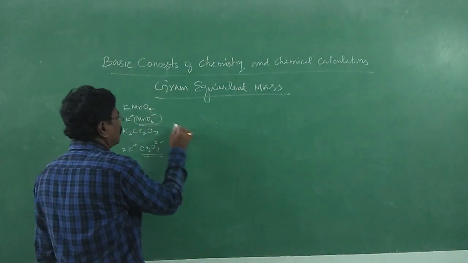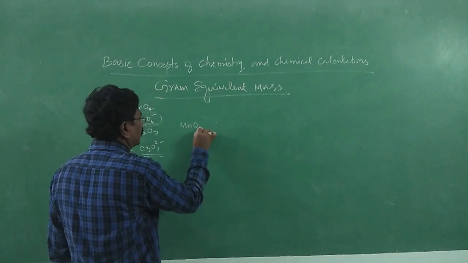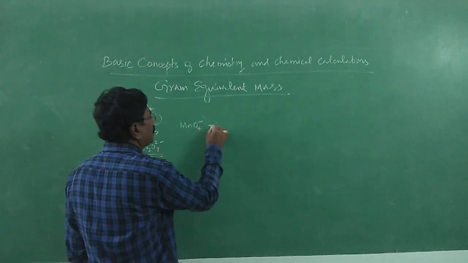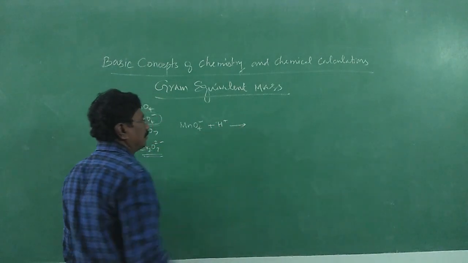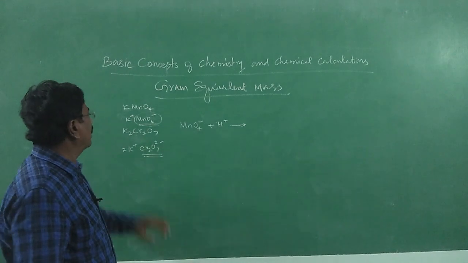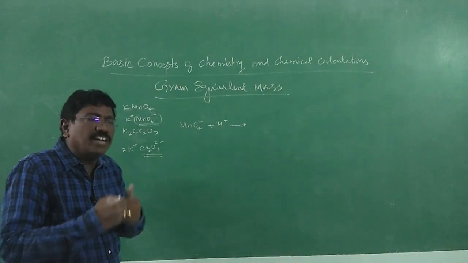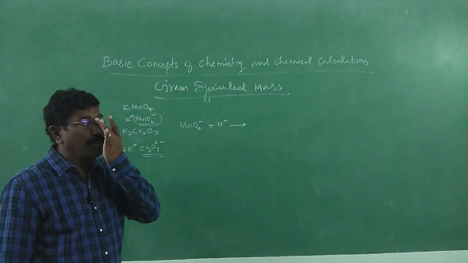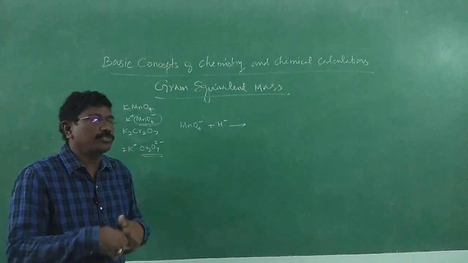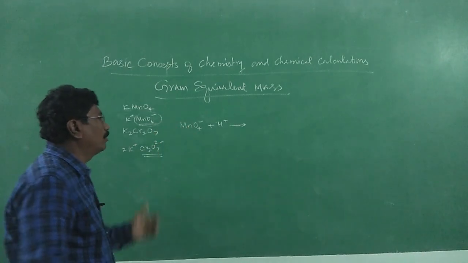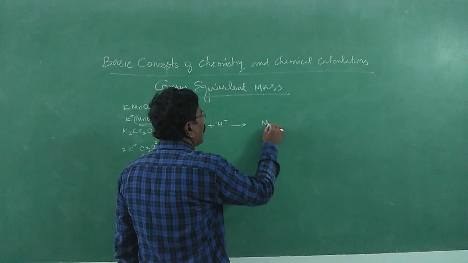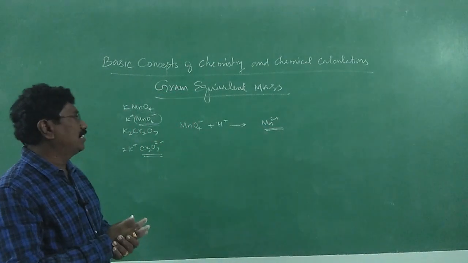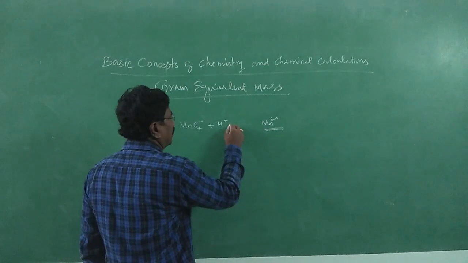When I take permanganate, MnO4 minus, it is an oxidizing agent in the presence of acid, acid means H plus. During this reaction, any oxidizing agent itself should get reduced. Only then can it be an oxidizing agent. So it should become Mn2 plus, the common valency for manganese, by gain of electrons.